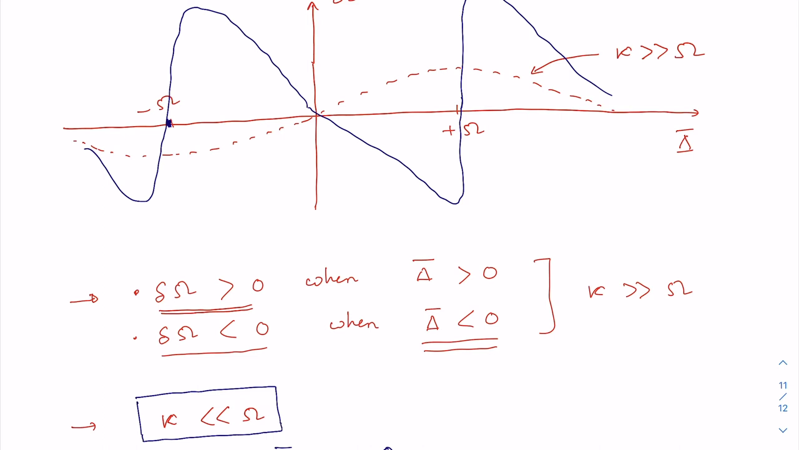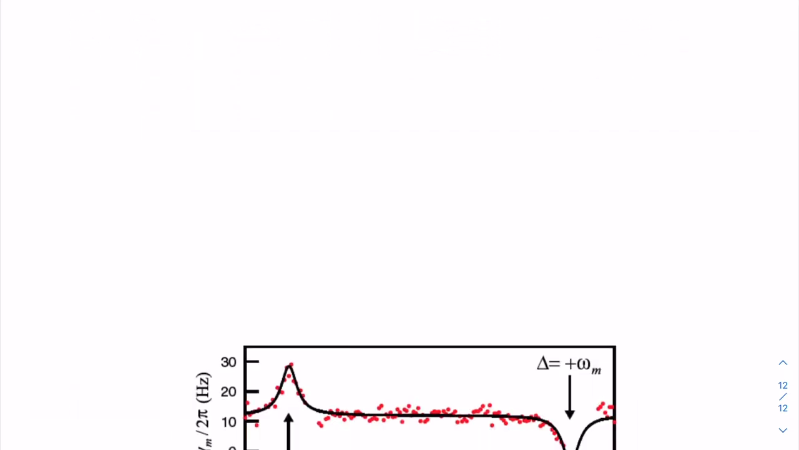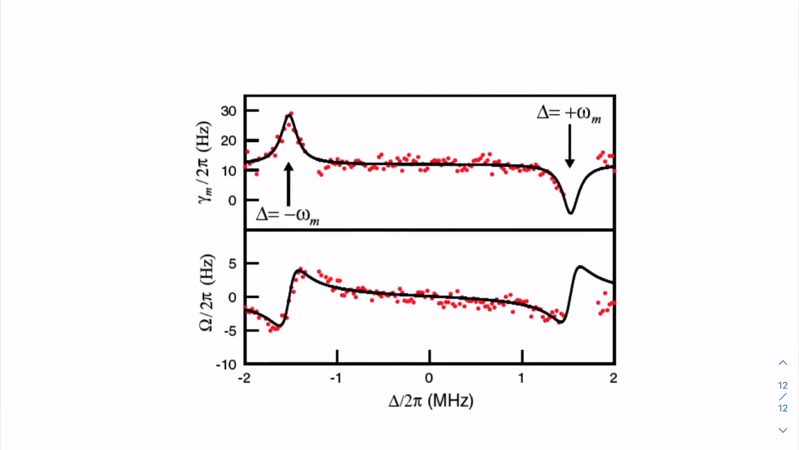The only issue is that because your kappa has to be much smaller, you really need a very good quality factor, a very high quality factor cavity. All these effects have been actually experimentally validated.